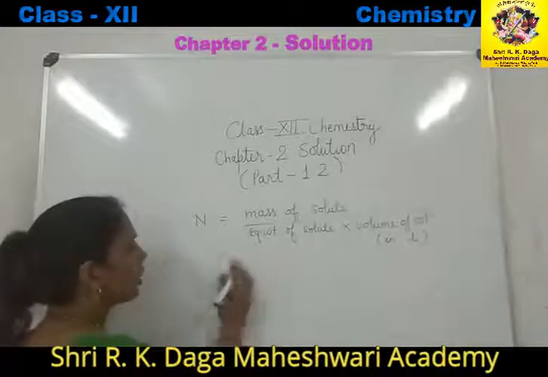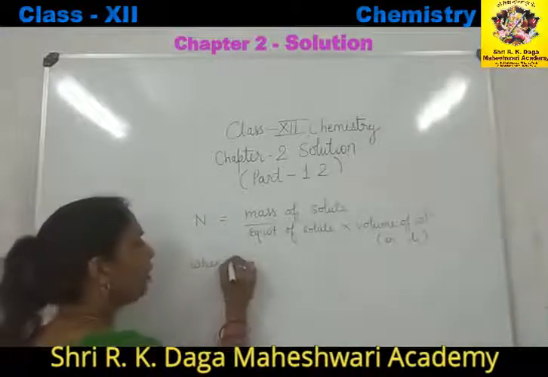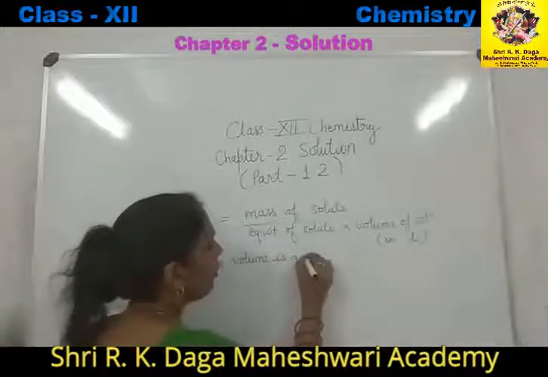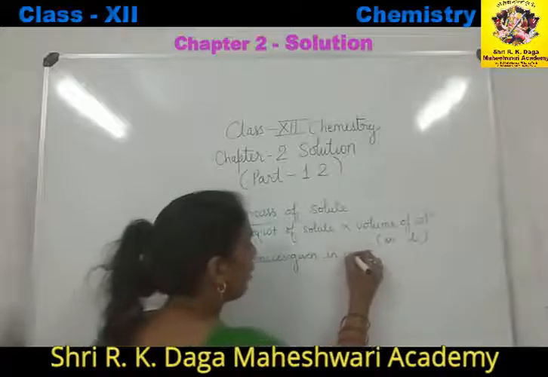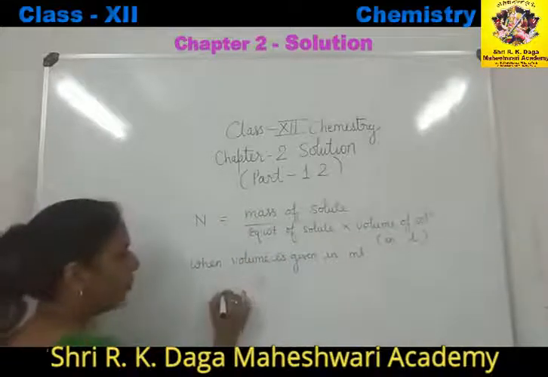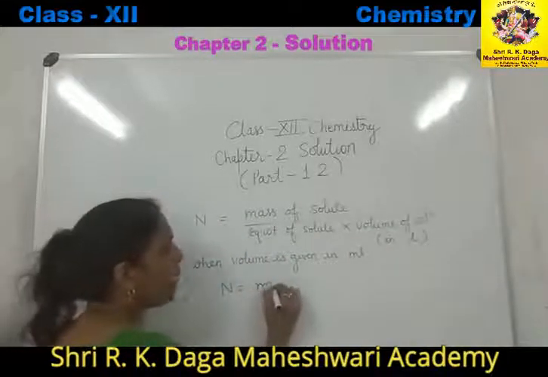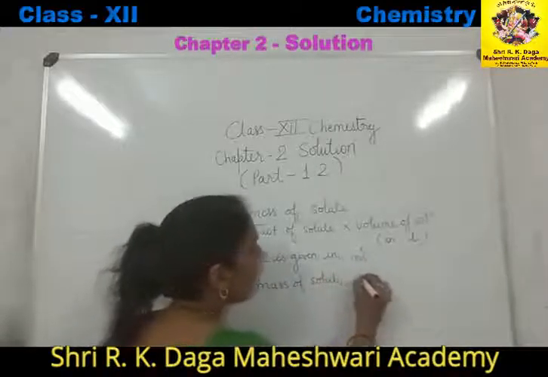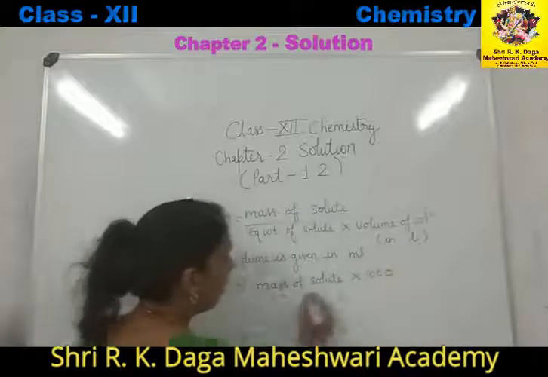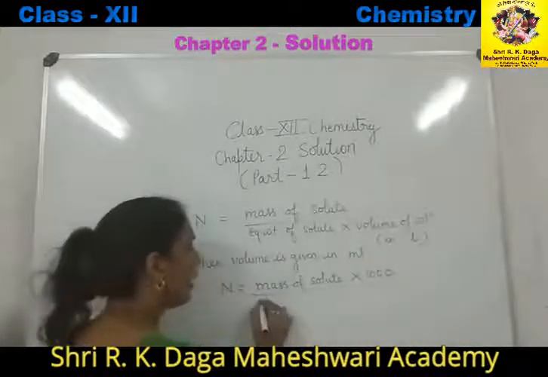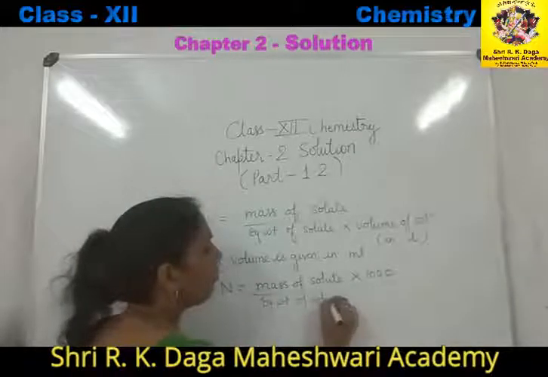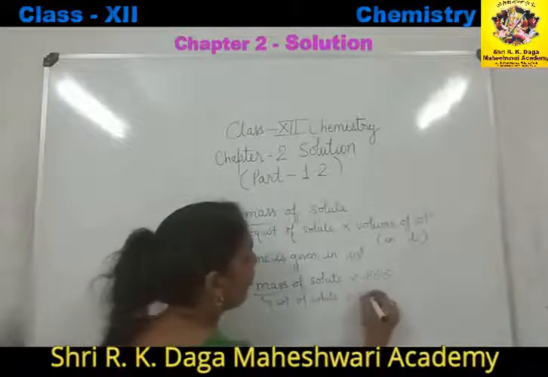When the volume is given in milliliter, our formula will be: normality is equal to the mass of solute multiplied by 1000 divided by the equivalent weight of solute multiplied by the volume of solution.